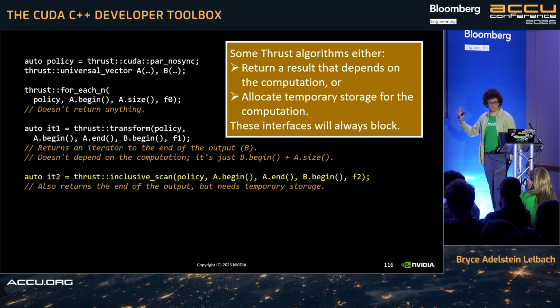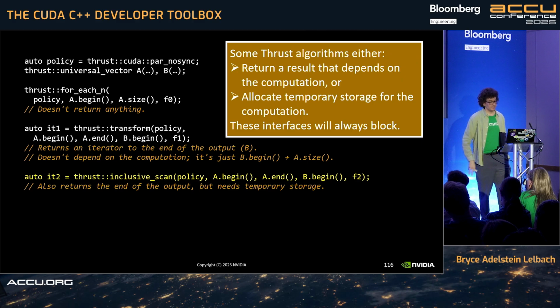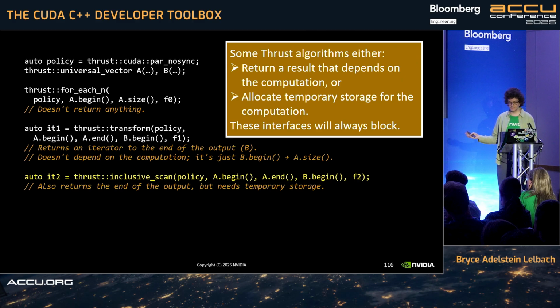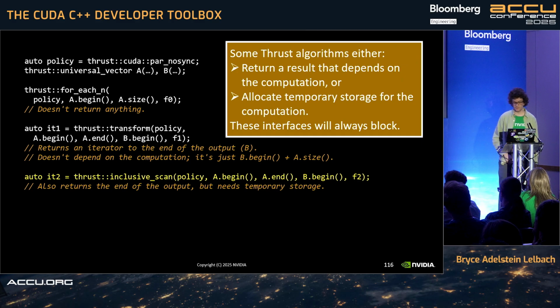However, unlike for each and transform, scan algorithms require temporary storage. And thrust has to allocate and deallocate this storage before the algorithm returns, which will block today even with the par no sync policy. However, CUDA does have an async allocation API that was added a couple of years ago, and we're working on changing thrust to use that so that this will, in the near future, be asynchronous as well when you use the par no sync policy.